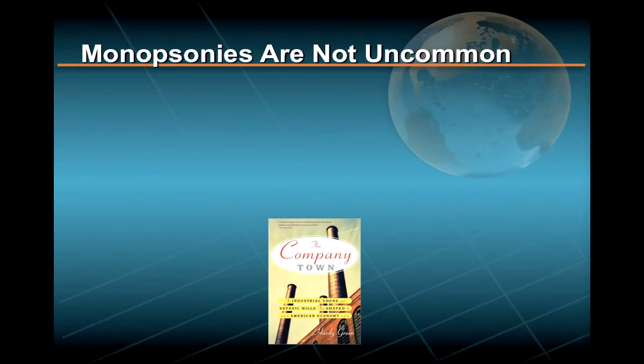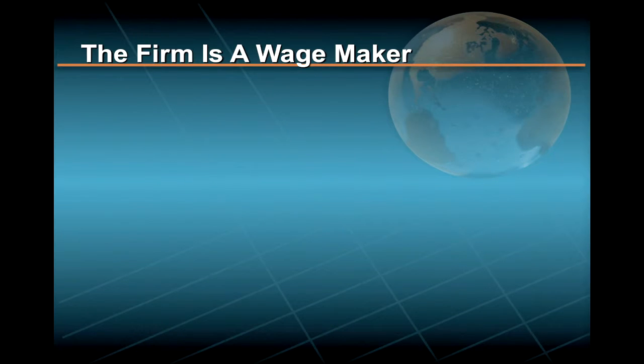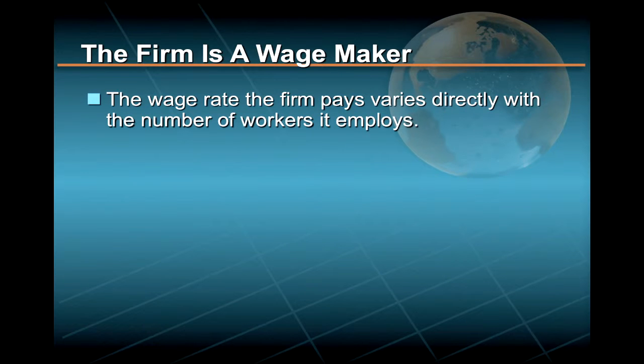In fact, monopsony-type situations are not uncommon in the United States. From New England textile mill and Colorado silver mining towns to Farm Belt food processing communities and remote Montana mining areas, the economies of many towns and cities in America depend almost entirely on one major firm. In the monopsony case, the firm is a wage maker, meaning that the wage rate it pays varies directly with the number of workers it employs.